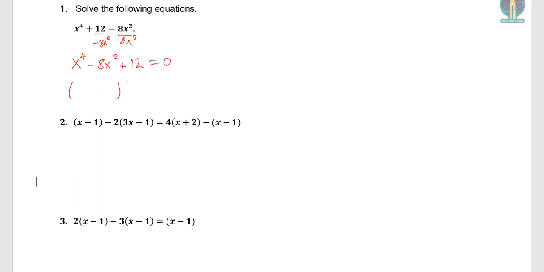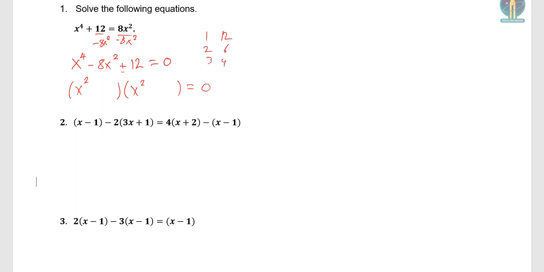Open parentheses, right? So x to the 4th breaks to x squared and x squared. This whole thing equals 0. We need two factors of 12 that add up to minus 8. So again, going through all the possible factors, right? 1 and 12, 2 and 6, 3 and 4, etc.